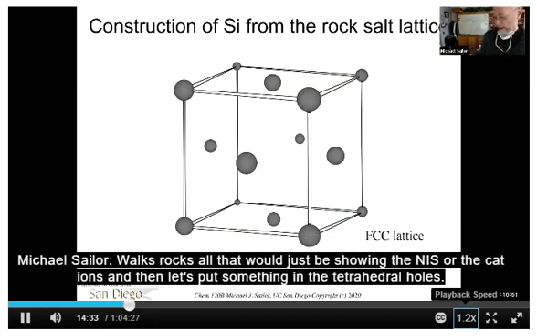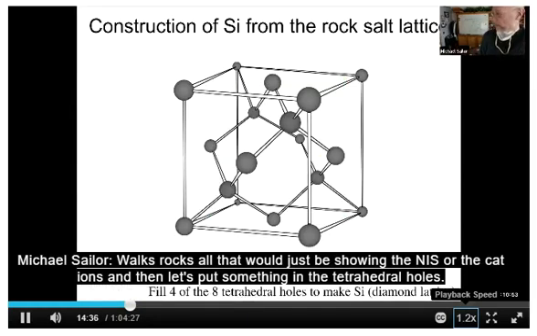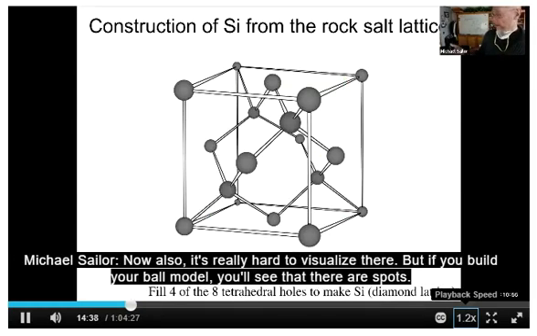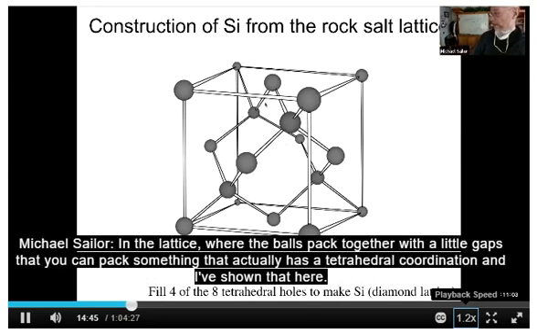Now let's go back to our original lattice, which, if it were rock salt, would just be showing the anions or the cations. And then let's put something in the tetrahedral holes. Now, it's really hard to visualize there, but if you build your ball model, you'll see that there are spots in the lattice where the balls pack together, where there are little gaps that you can pack something that actually has a tetrahedral coordination. And I've shown that here.